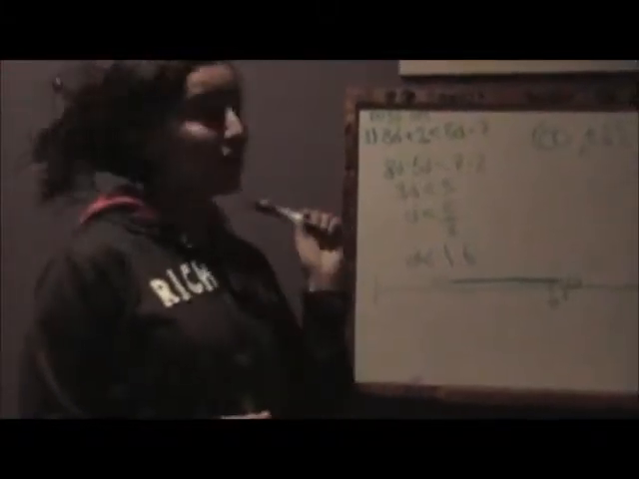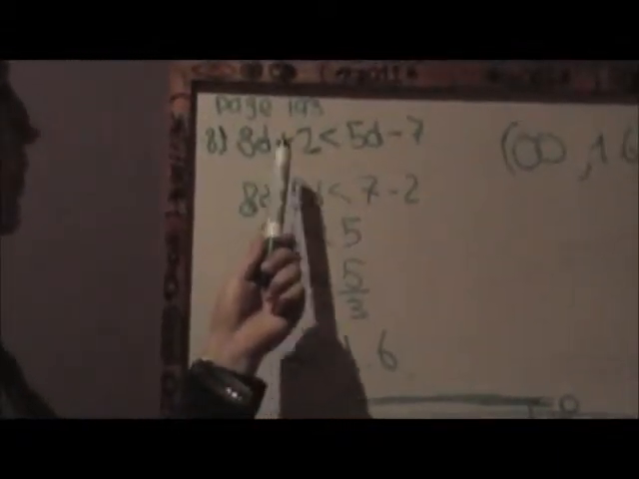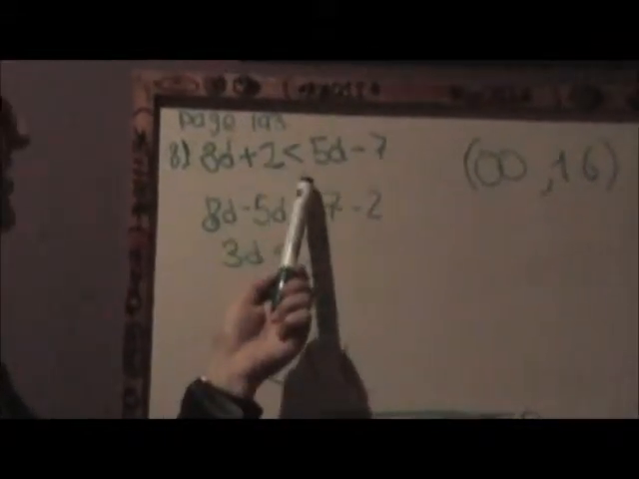Hello, my name is Valentina and I'm going to explain page 193, exercise 8. First of all, the problem is 8d + 2 < 5d - 7.